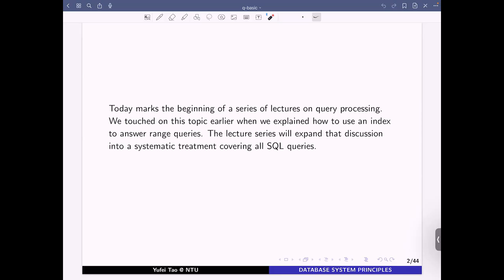Today, we will extend this discussion. This series of lectures will expand that discussion into basically all possible SQL queries. Okay, so you will learn something very systematic. And then after this series, you should be able to acquire a very good understanding of how different SQL queries are processed by database systems.